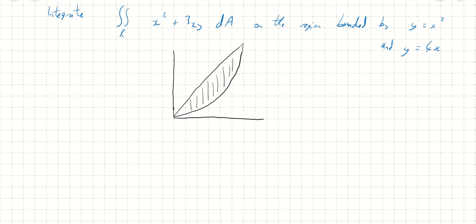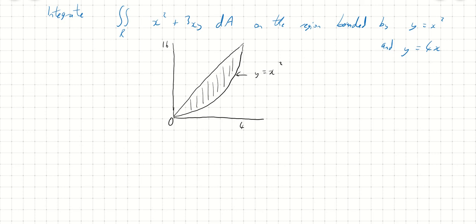In order to do this integration, we need to work out where these curves meet. They obviously meet at 0 here, and when x is 4, 4x is 16, and x squared is also 16. So they also meet at the point (4, 16). Let's label the curves. This is y equals x squared.